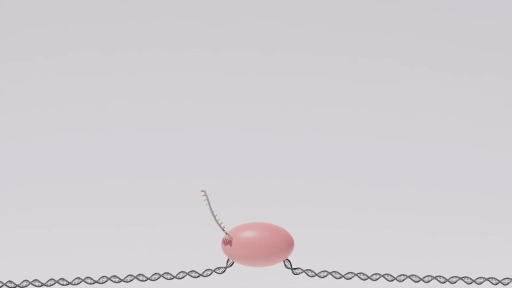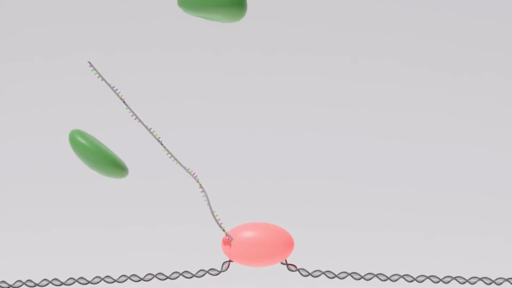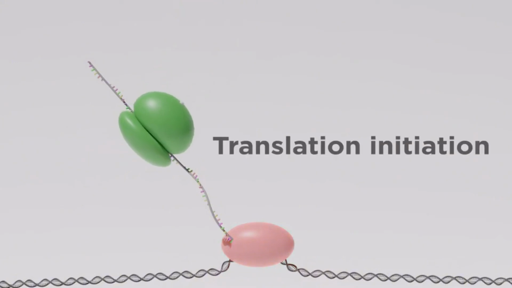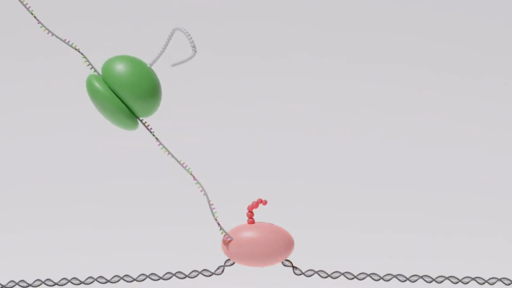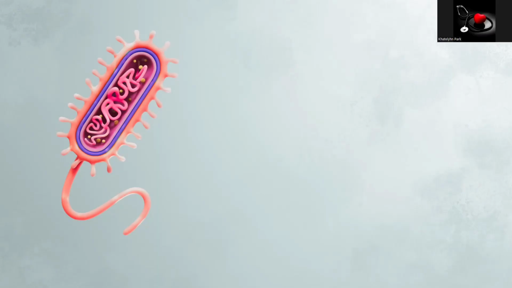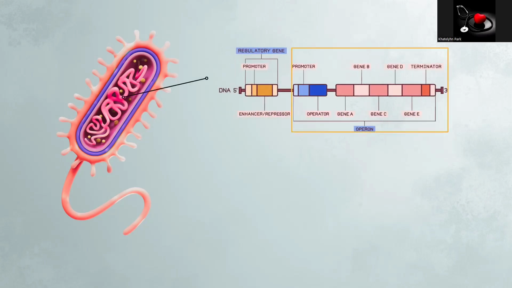In prokaryotes, transcription happens in the cytoplasm where it is often coupled with translation, meaning transcription and translation happen simultaneously. In prokaryotes, functionally related genes are clustered together in a single unit called an operon, which can be transcribed together into a single mRNA molecule. An operon is composed of a promoter, an operator, and structural genes.